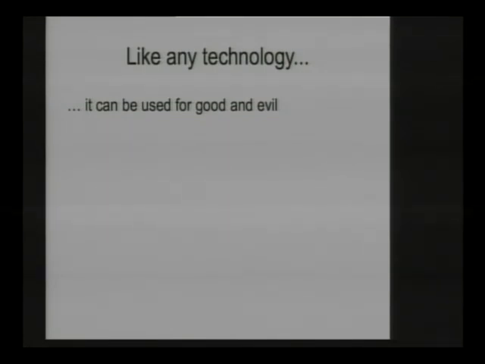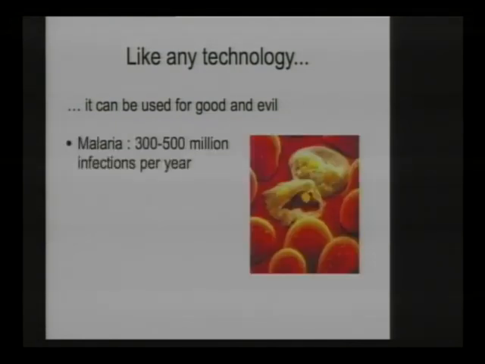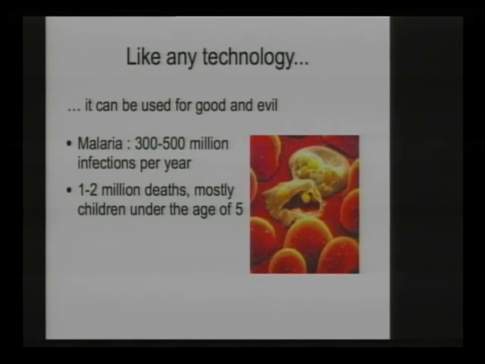So in the last 5 minutes, I'll just briefly show you why I'm still working with this, if it's so evil. Because it actually has some nice applications. So I'm working on malaria. Malaria infects up to half a billion people each year, with 1 to 2 million deaths each year, mostly children under 5 because the immune system is not developed enough.